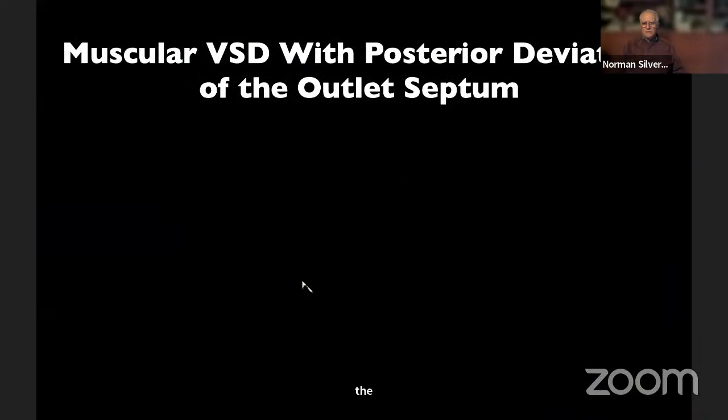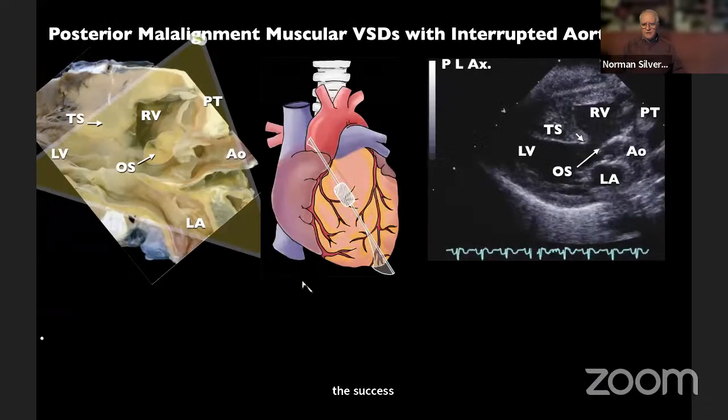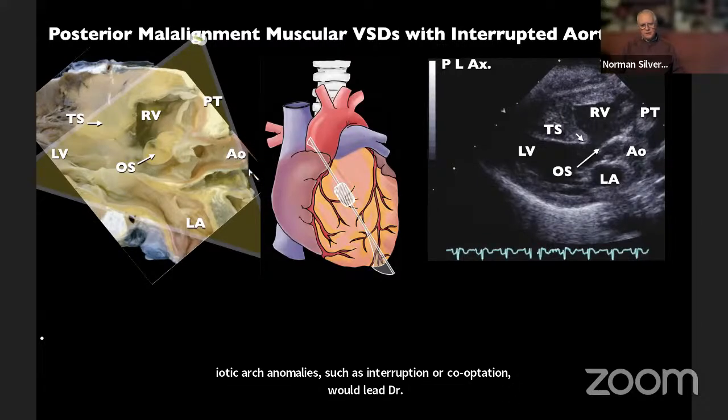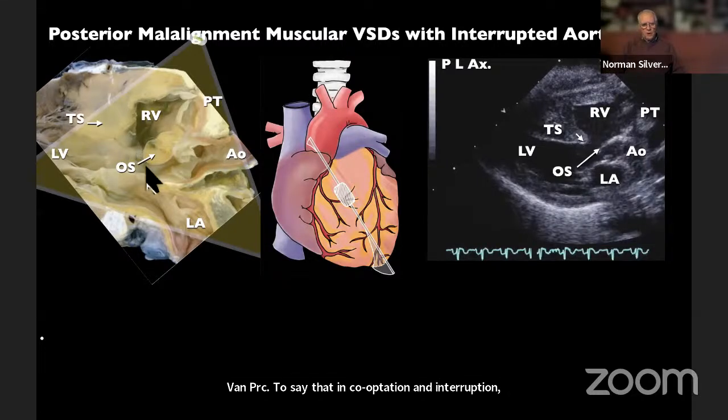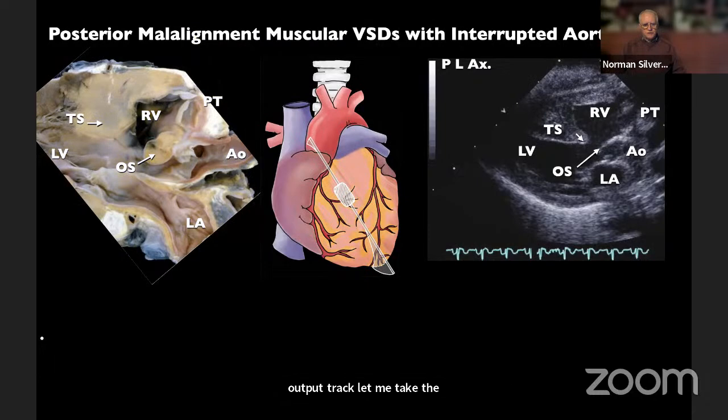Okay, now lastly, muscular VSDs with a posterior deviation of the outlet septum, often associated with aortic arch anomalies such as interruption or coarctation, which led Dr. Van Praag to say that in coarctation and interruption, when there's a ventricular septal defect, all the woe lies below. And here is the outlet septum, which is posteriorly deviated here, narrowing the left ventricular outflow tract. Let me take the labels off for you so that you can see that.